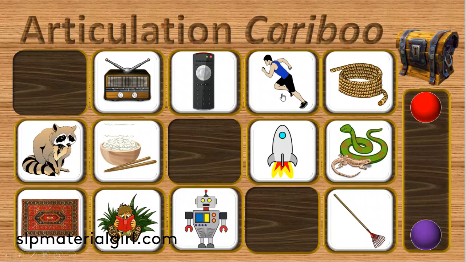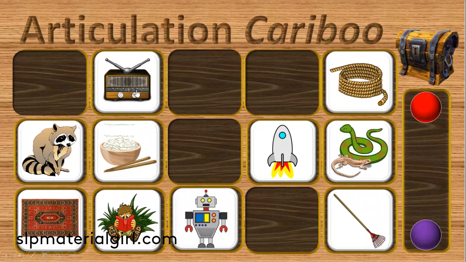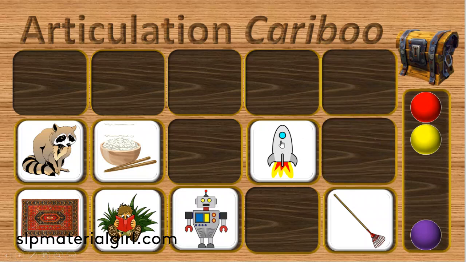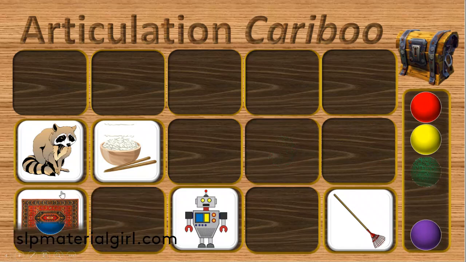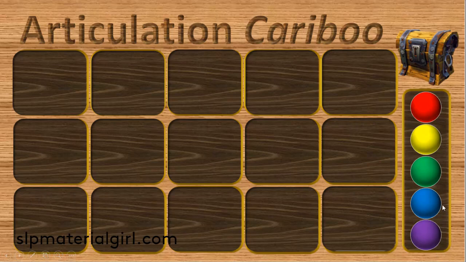And we go back and forth, lifting up these cards, seeing if we can find all 5 balls. Run, run, run. Remote, remote, remote. Radio. I don't know if kids even know what a radio is today. They know what a stereo is. I don't know about radio. Reptiles, rocket, reed, rug, raccoon, rice, robot, and rake. Oh, we found all 5 balls.